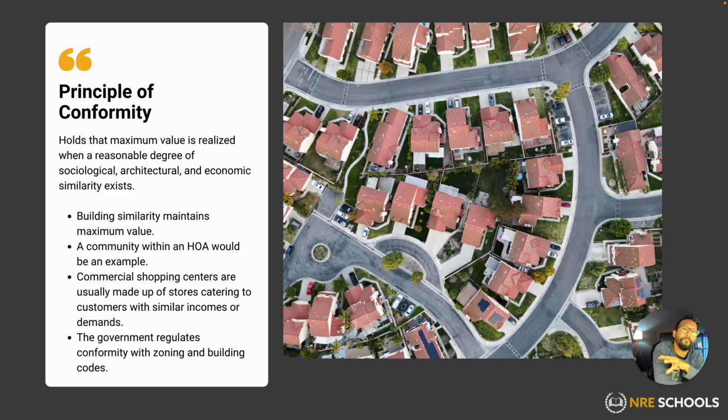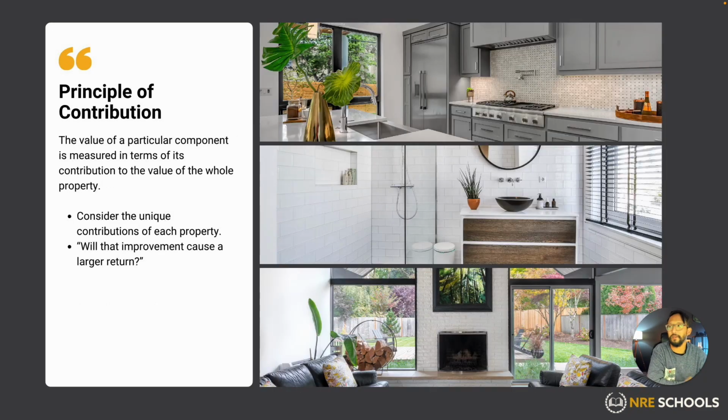So what the principle of conformity says is that when everybody has to conform and maintain a certain level of cleanliness and rules and economics, it maintains value. So that's what conformity is. The principle of contribution: the value of a particular component is measured in terms of its contribution to the value of the whole property. The biggest question when you're thinking about contribution is this: will that improvement cause a larger return?